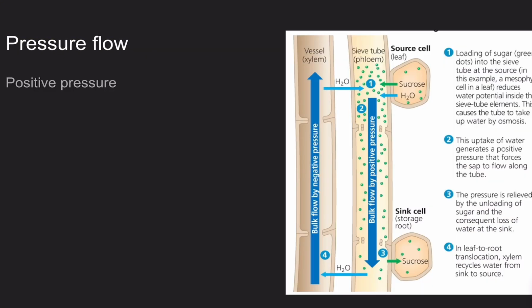Positive pressure also contributes to how sucrose moves within the plant. So first, sugar is loaded into the sieve tube at the source, which reduces water potential inside the sieve tube elements. This causes more water to enter in order to try to neutralize the concentration. And this uptake of water generates a positive pressure that forces the sap to flow along the tube. This pressure is relieved by the unloading of sugar and the subsequent loss of water at the sink. In leaf-to-root translocation, xylem recycles water from sink to source.